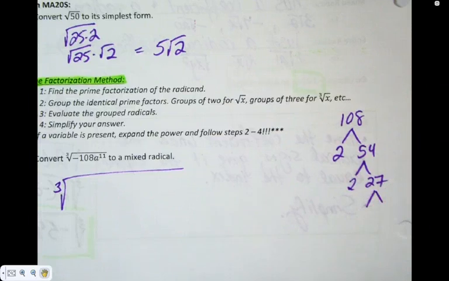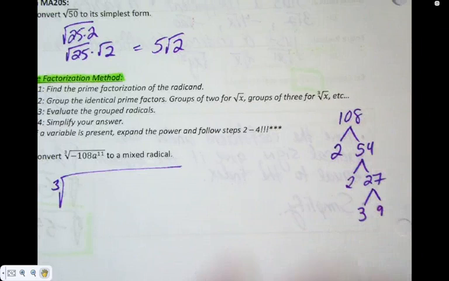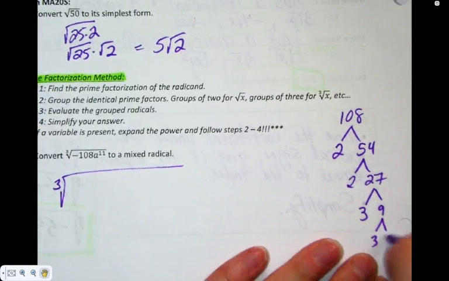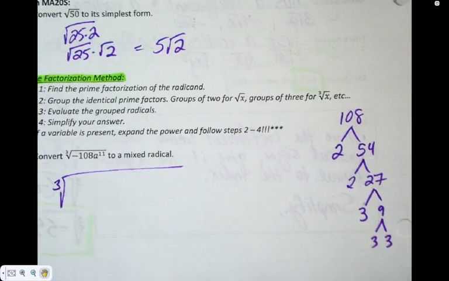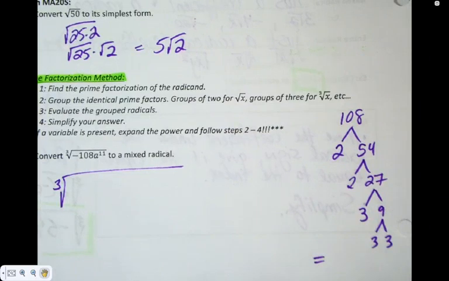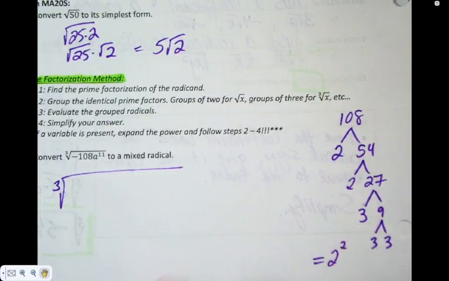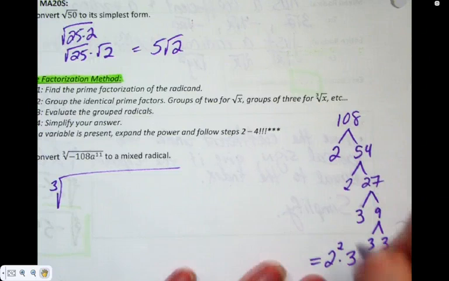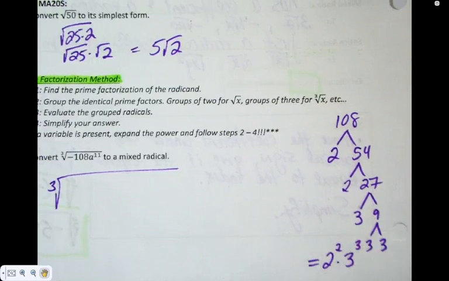Okay, you need to break 27 up, so 3 and 9. And then I can break up 9 into 3 and 3. Does that look familiar either from grade 9 or from last semester? And then what I do is just collect it. So I've got 2 to the 2, because I have 2 of them. And I have 3 to the 3, because there's 3 of them.